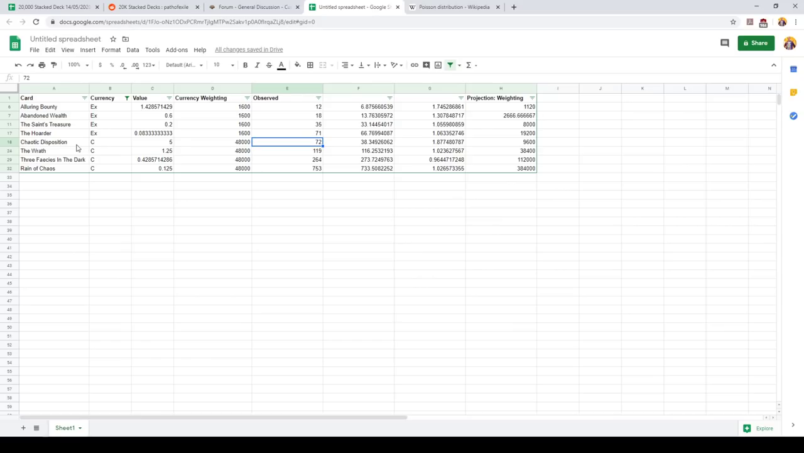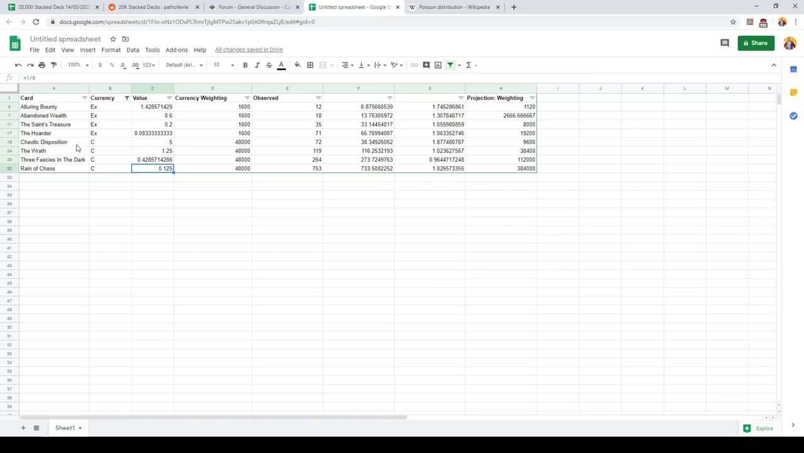So Chaotic Disposition dropped 72 times, the Wrath dropped 119 times, Three Faces in the Dark 264, and Reign of Chaos dropped 753 times. However, you'll also notice that this is not in proportion to the actual rarity of the cards. To take, for instance, the Wrath is 10 times the value of Reign of Chaos. And that's not just a player set value on those cards. That's a really clear hard-coded into the game value difference. The Wrath is a set of 8 for 10 Chaos Orbs.